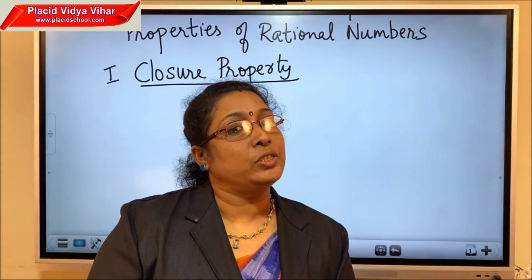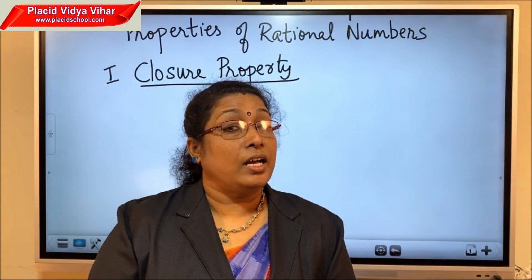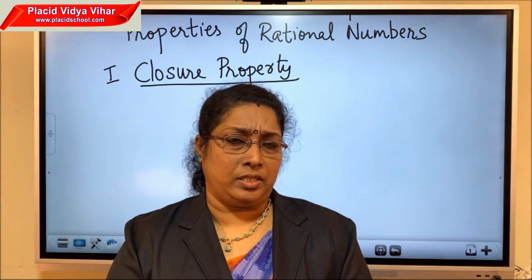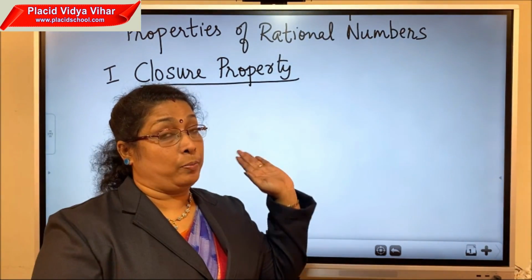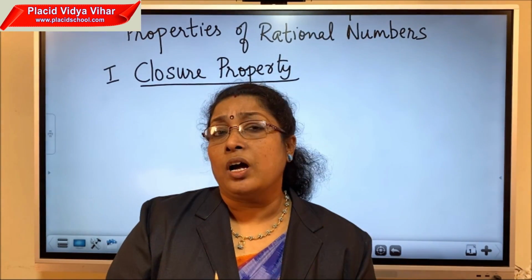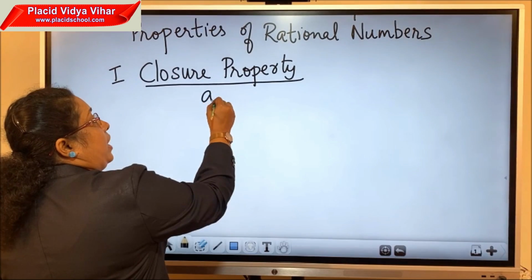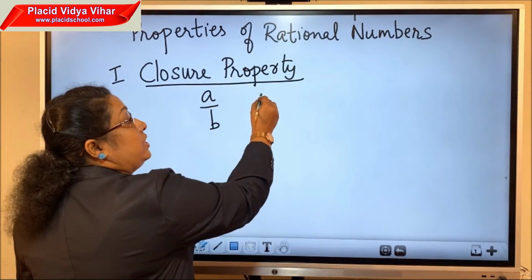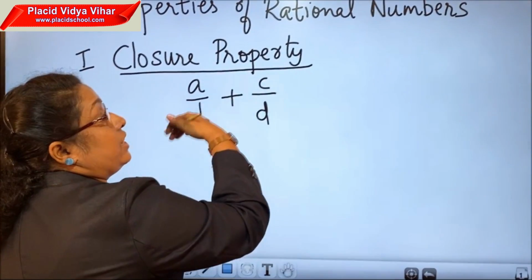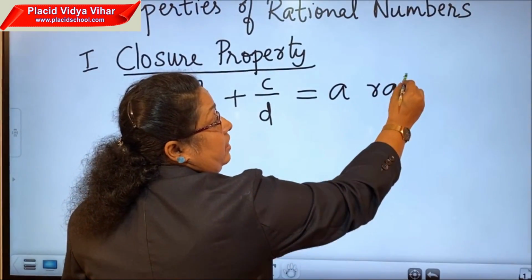So we will move to the properties of rational numbers. We have studied the properties of whole numbers and integers in previous classes. Similarly, rational numbers also have some properties. The first property is the closure property. What does this closure property say? Closure property for addition we can check first. That is, if we have two rational numbers a by b and c by d, and we add these two rational numbers, the answer we get must also be a rational number.